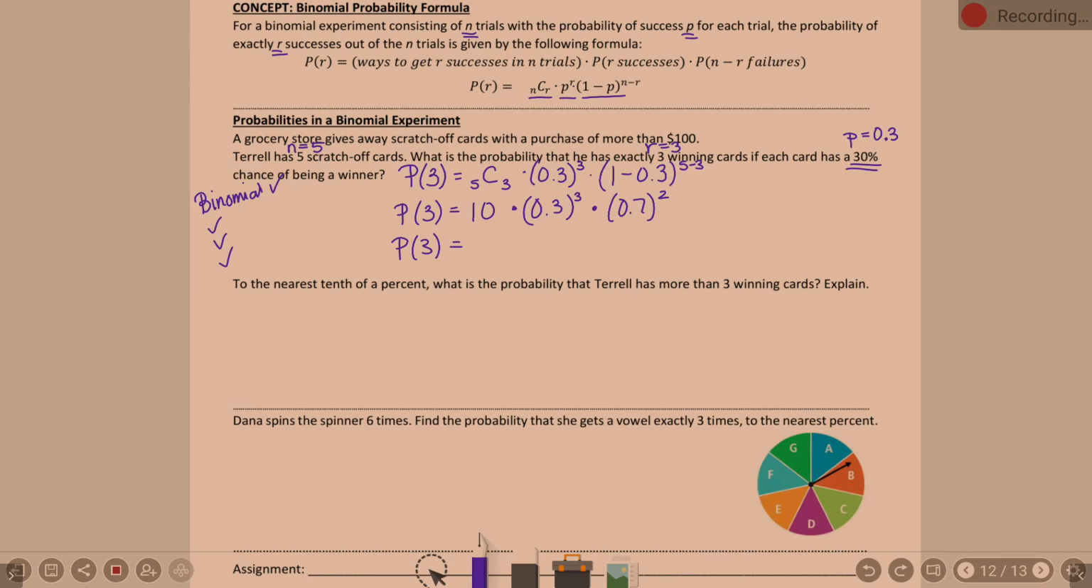What are we getting? 0.2. That's what I have written down. Yeah. Okay, so try the calculator. If you figured out how to hit the right buttons on your calculator, 0.1323. If not, maybe I need to demonstrate on the calculator, I'm not sure.